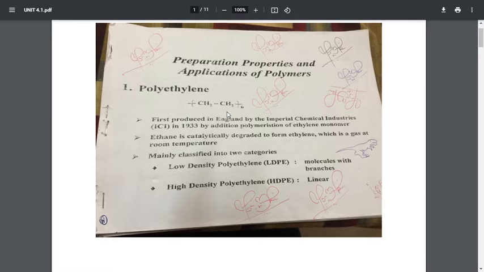Ethylene, which is a gas at room temperature, is mainly classified into two categories: low density polyethylene and high density polyethylene. Low density polyethylene is molecules with branches, high density polyethylene is linear. If you think logically, the reason low density polyethylene has branches is because when you have a branched arrangement, you cannot have compact packing. But when you have a linear arrangement, you can have compact packing, and that compact packing leads to high density.